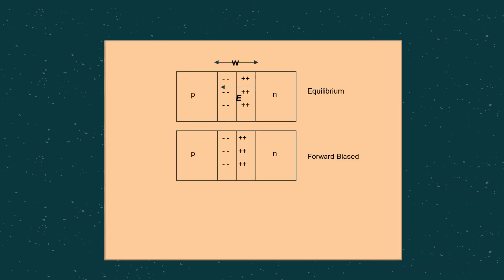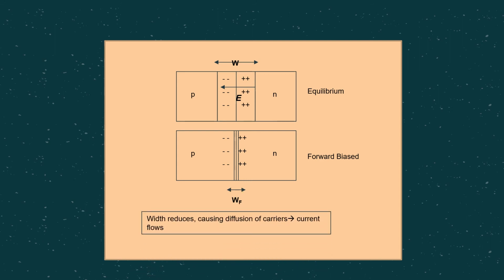Here is the same thing that I mentioned just now. Under forward bias condition, what will happen? The width of the depletion region becomes narrower due to reduced electric field. Why reduced electric field? Because we are having two electric fields in opposite direction. Since the width of the depletion region becomes narrower, obviously it will be much easier for the carriers to cross the junction, to cross the depletion region. So it will cause diffusion of carriers, and obviously it will cause current to flow across the region.